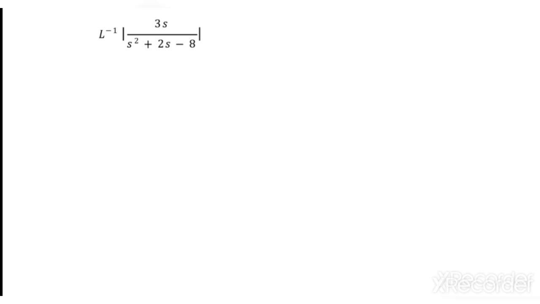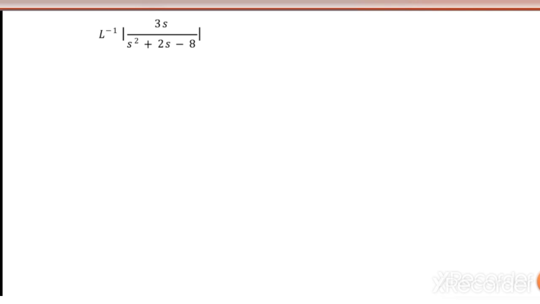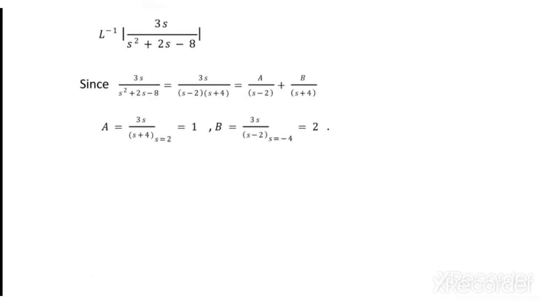So one more, it is 3s by s square plus 2s minus 8. This is not in the standard form, correct? So first you convert it by simple partial fractions. The partial fraction method everyone knows, so I can resolve it into partial fractions. First factorize the denominator, the quadratic expression s square plus 2s minus 8. Roots are 2 and minus 4.